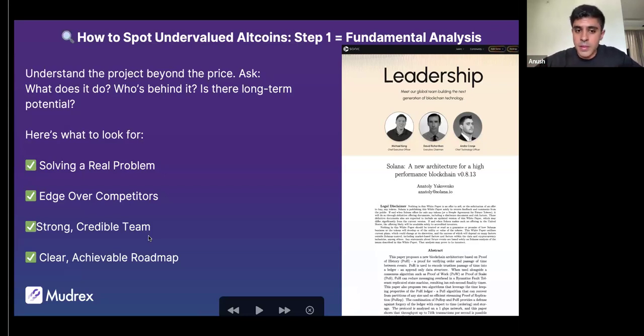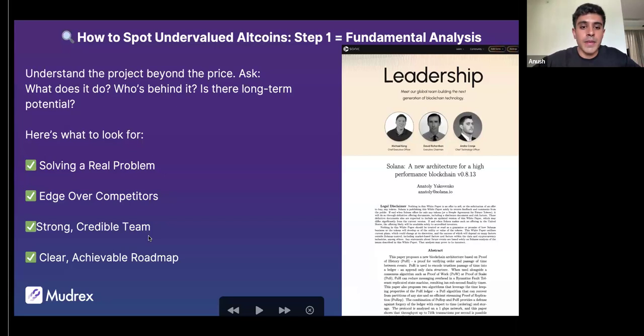Now, just to preface here as well, anonymous teams aren't always bad. Some great projects have been built that way, but transparency does add a layer of trust. Also, keep an eye on how active the team is. Are they regularly updating the community? Are they sticking to their roadmap? And are they building during bear markets when there is no hype? All right. I think that last question is very, very important to ask as well.